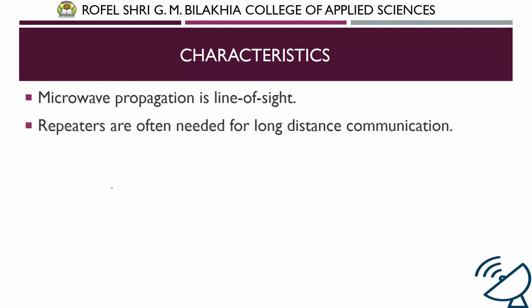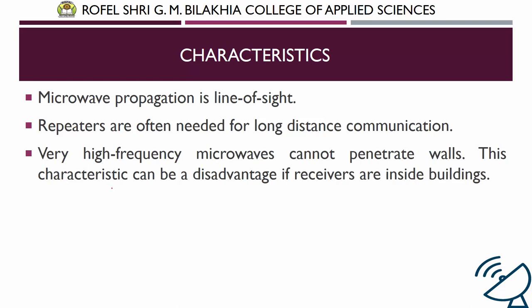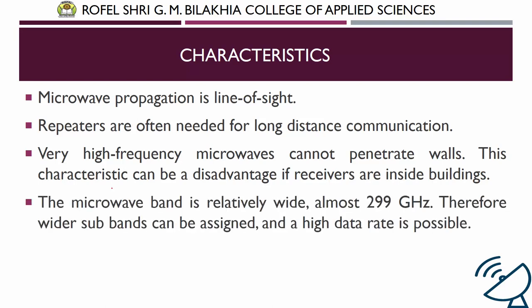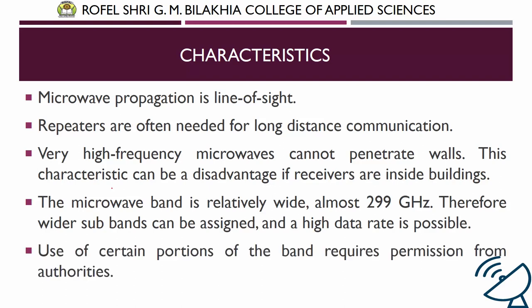Right, and yes very high frequency microwave can not penetrate wall, and these characteristics can be disadvantage if receivers are inside the building. ठीक है, हम जो टीवी डिश टीवी है वो हम कभी भी घर में नहीं रखते, टेरेस पे रखते हैं. ठीक है, that is so because very high frequency microwave can not penetrate wall. Right, then the microwave band is relatively wide, almost 299 gigahertz, and therefore wide subbands can be assigned and a high data rate is possible. And last one is use of certain portion of the band require permission from authorities. Right, authorities chahiye, permission chahiye because of this band, certain bands.